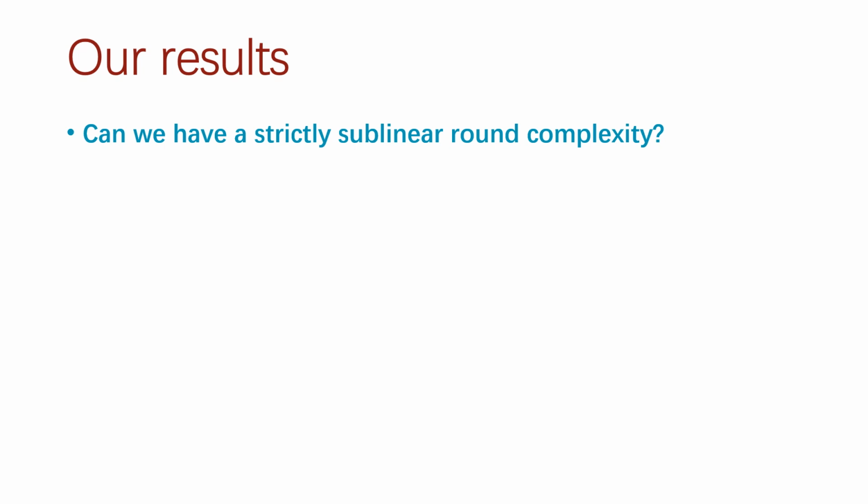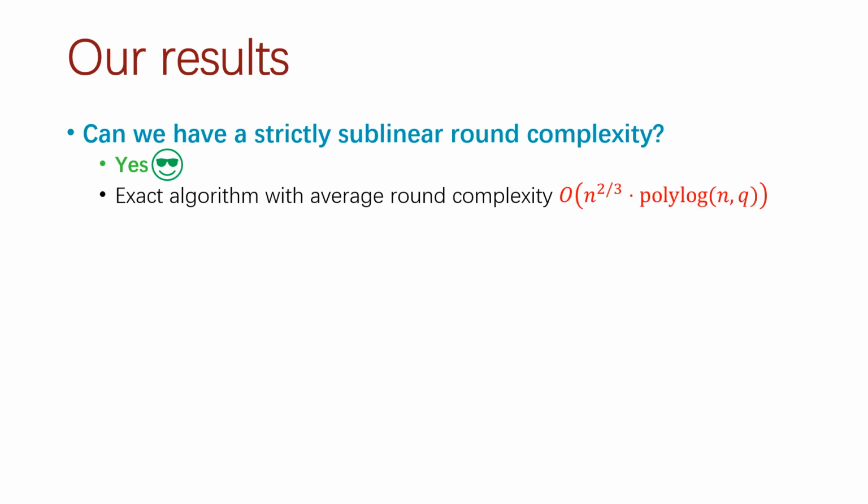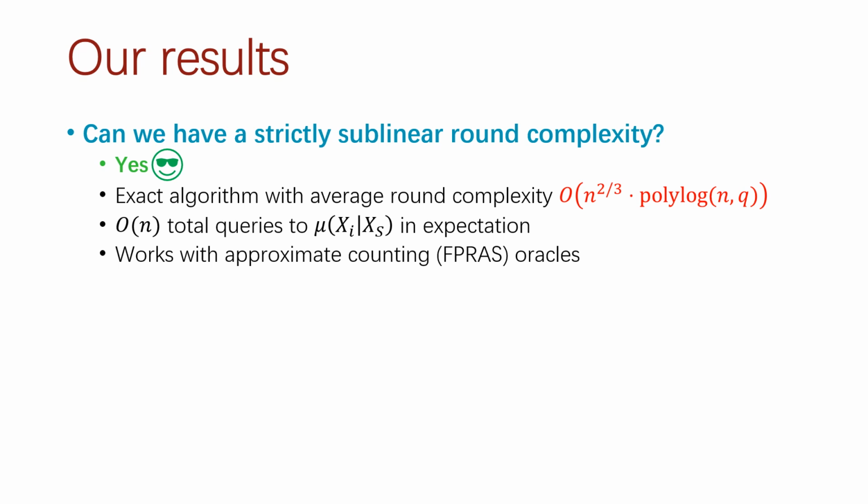The most interesting theoretical question to ask here is then, can we sample with a strictly sublinear round complexity with counting oracles for arbitrary distributions? We answer this positively by giving an exact sampling algorithm with average round complexity n to the 2/3 times some polylogarithmic factor of n and q with exact counting oracles. In particular, our algorithm uses only O~(n) queries to the conditional marginal oracle and also works with approximate counting oracles.